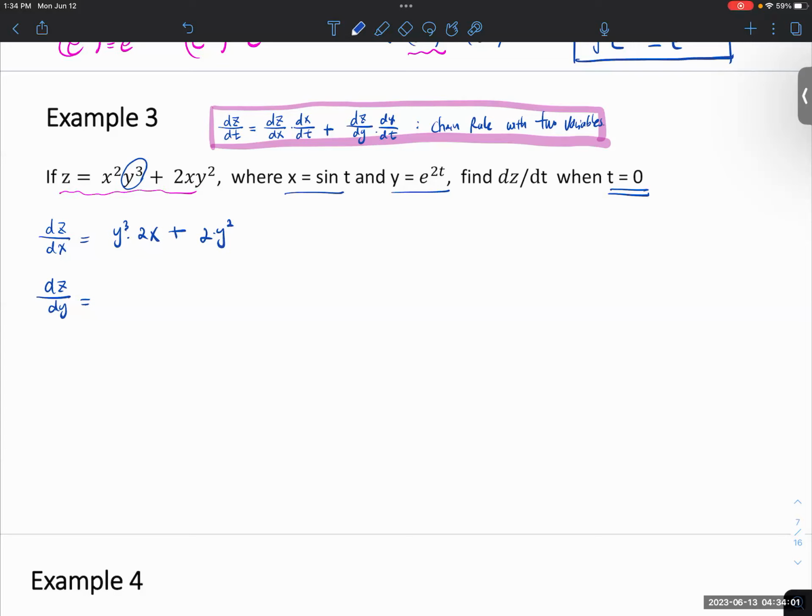dz over dy, you're taking the derivative with respect to y. So now x is going to be the constant, and then 3y second. X is the constant, 3x, and then 2y. So basically, it is going to be 2xy to the third, 2y to the second. This is going to be x second, 3 to the front, y to the second, 4xy. Are we okay?